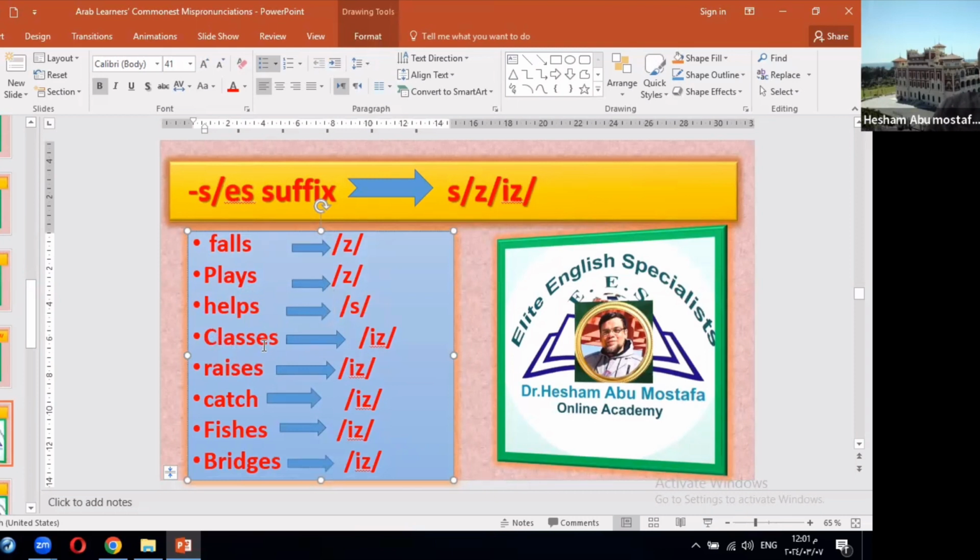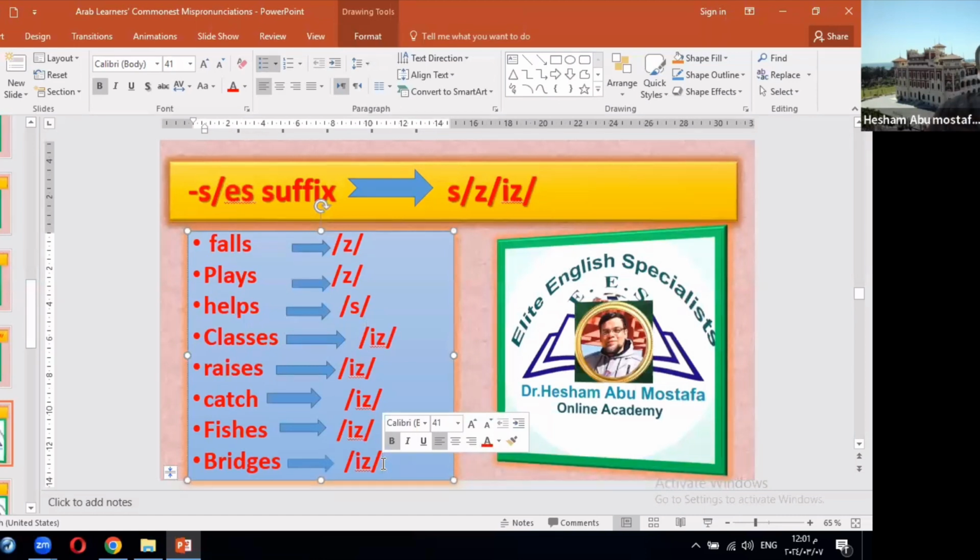The es is pronounced as "iz". For example, classes, raises, catches, fishes, bridges, okay? So many students cannot distinguish this, and they pronounce all the s and es as "iz". So you may hear "helpiz", "foldiz", and so on.